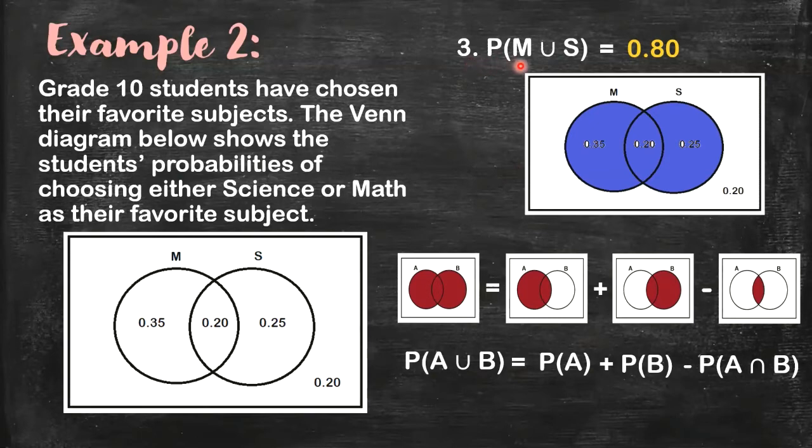The probability of M union S is equal to probability of M plus probability of S minus probability of M intersection S. Okay? So, titingnan nyo lang yung Venn diagram. Ano yung probability ng M? 0.55. Ano yung probability ng S? 0.45. And then, minus 0.20. Kasi yun yung intersection. Alright? Okay, and of course, you will get 0.80 also.